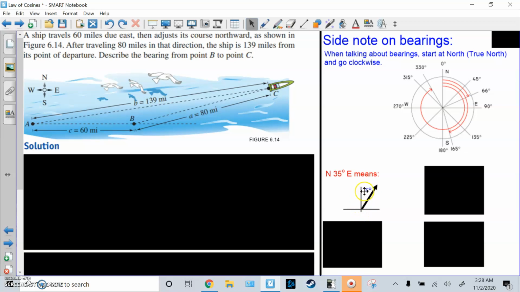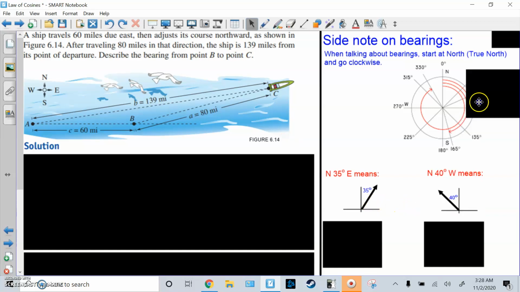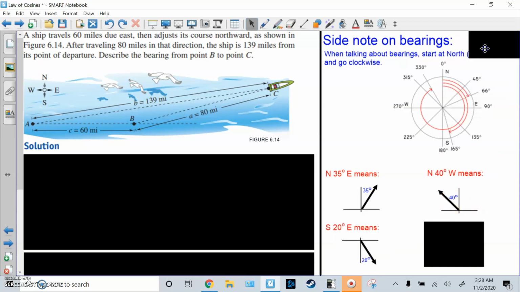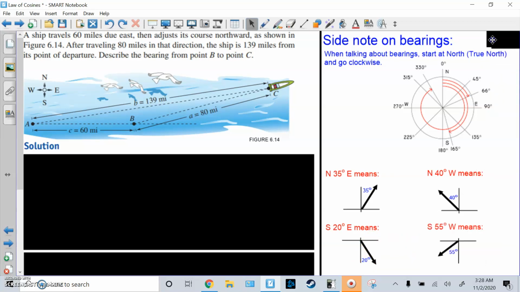So this top angle is 35. This bottom angle would be 55. If I said north 40 degrees west, we're going northward and turning 40 degrees to the left. So this is the top angle right here. If I say south 20 degrees east, that means we're heading south, but we turn 20 degrees, so it's the bottom angle here, not this 70-degree reference angle. And the other one, south 55 degrees west, means we're heading southwards, going down, but we turned left 55. So make sure you put the angle in the correct spot.